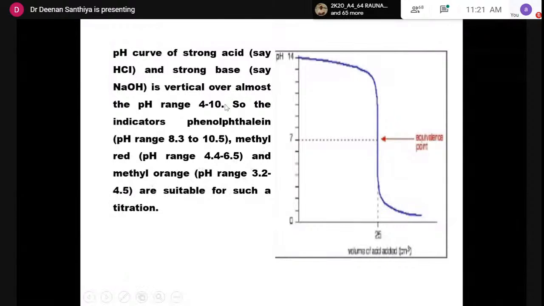Whatever indicator you are choosing here, it should fit into this region. If you see that, phenolphthalein can be used, another indicator is methyl orange. Methyl orange is within the range. Okay, this is 3.5. Actually speaking, 0.5 is not a problem. So phenolphthalein and methyl orange can be used in the case of strong acid and strong base. This is how we choose the indicator for a particular type of acid base reaction. Is it fine?